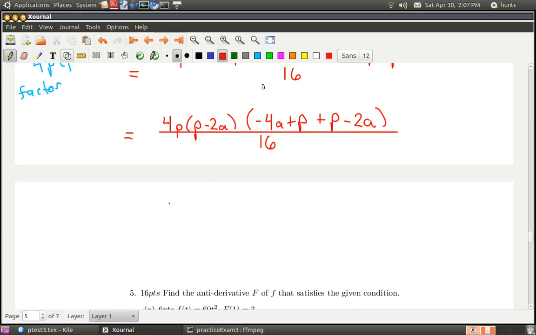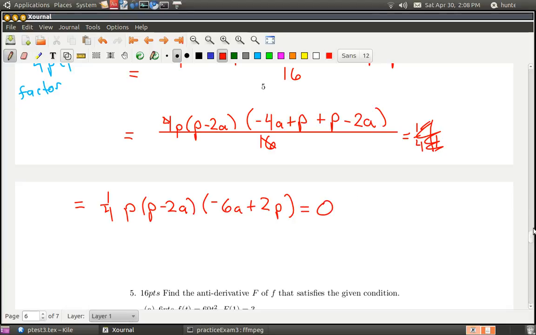So let's keep going. The 4 and the 16 cancel and just make a fourth. This is going to be 1/4 and P minus 2A. No, I'm just kidding myself. With the 4 and the 16 canceled, I'm going to have 1/4 times P minus 2A. And what happens inside these other parentheses, I'm going to get minus 6A plus 2P. Now this is the derivative, and what I have to do is set this equal to 0, and I have to solve it.